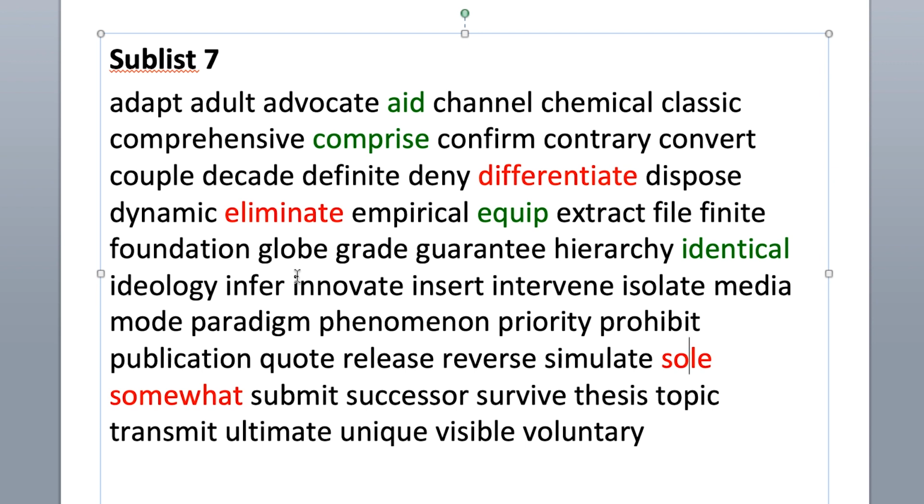Now, the words in green are aid, as in help. We have talked about this one already before. And then we have comprise or consist, and then equip somebody with something. And then we also have identical as exactly the same. So from now on, don't use the same, use identical, for example. Yes, now let's go on to the words in red.